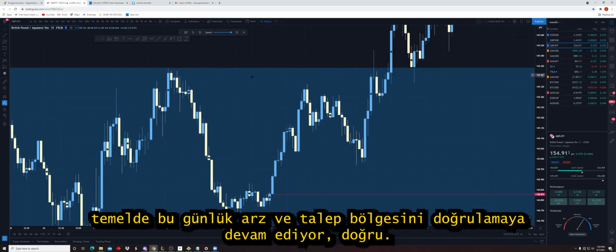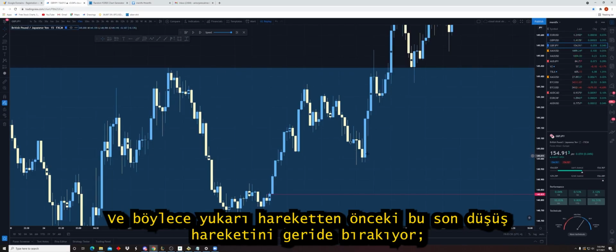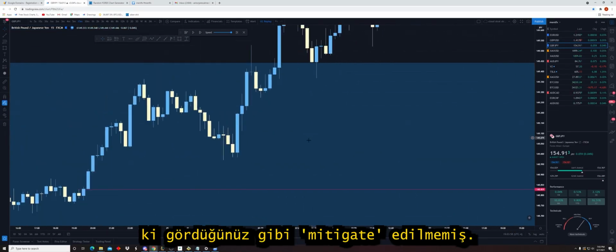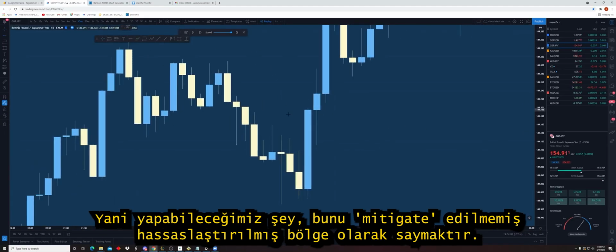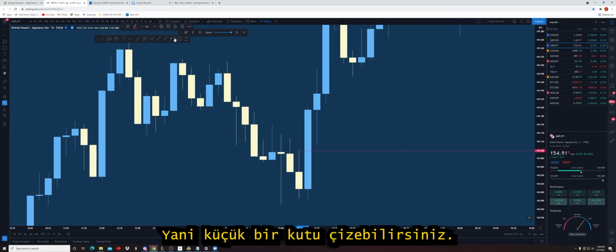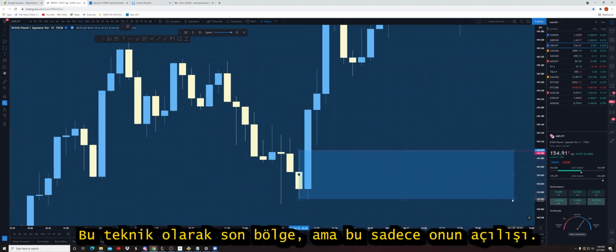demand zone, right? And thereby leaving behind this last down move before the up move that, as you can see, has not been mitigated. How so? You can see this little imbalance area here. So what we can do is count this as the unmitigated refined zone. So you could draw a little box out. This is technically the last zone, but this is just the open of it, okay?